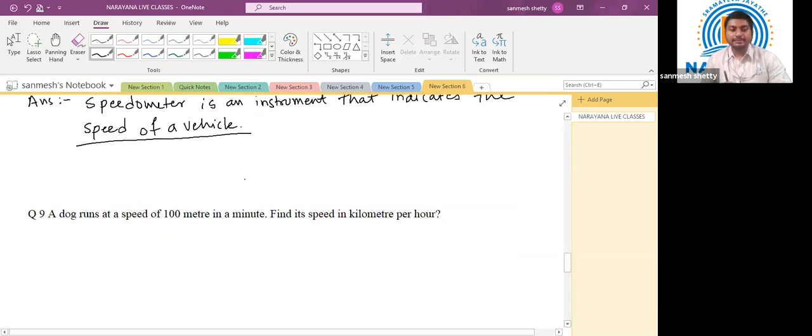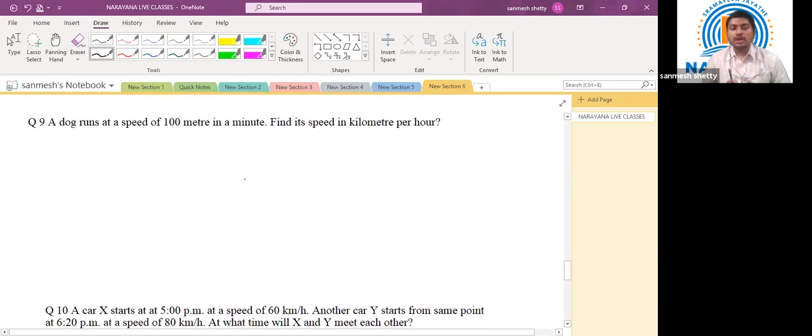Question number 9 is a numerical question. A dog runs at a speed of 100 meters in a minute. So the dog covers 100 meters in a minute. We have to find its speed in kilometer per hour. The speed of the dog is already given. It is 100 meter per minute. Now we have to convert it to kilometer per hour.